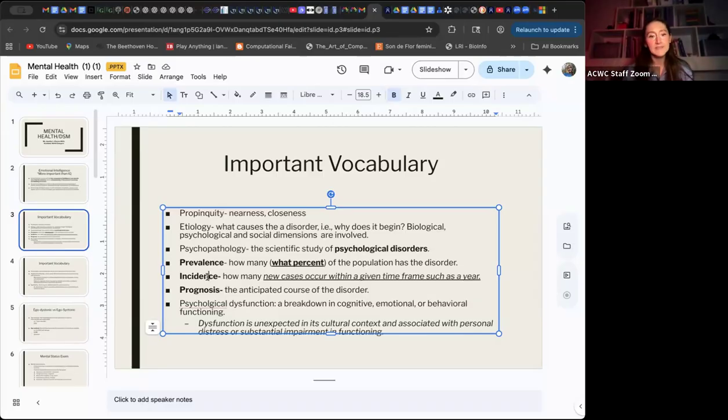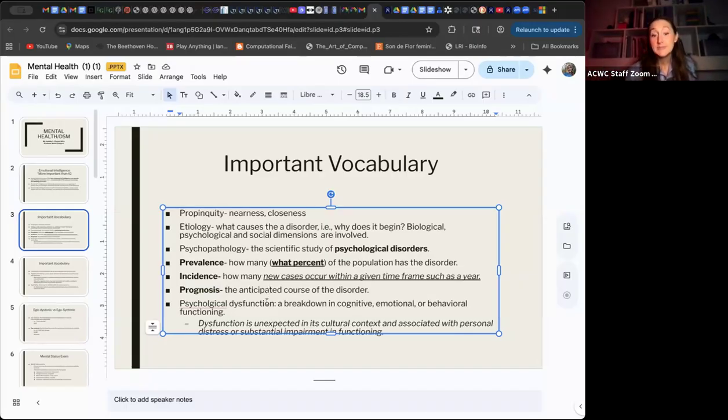Okay, so that's the difference between prevalence and incidence. The prognosis is just how is this disorder going to turn out? What's the expected outcome? You could just think of going to the doctor. If you've ever gone to the doctor with a problem, well, what's the prognosis? It's just a fancy way of asking what's the outcome of this at the end? What's going to happen to me?